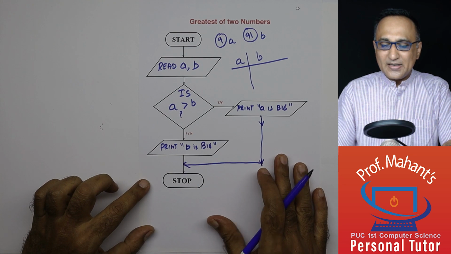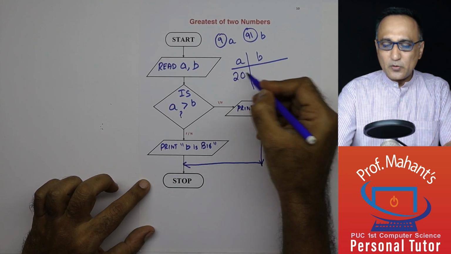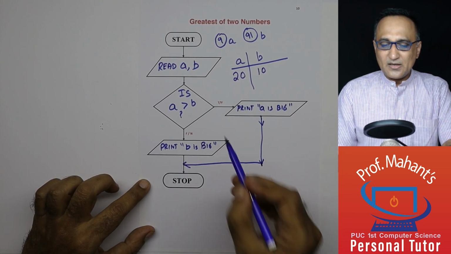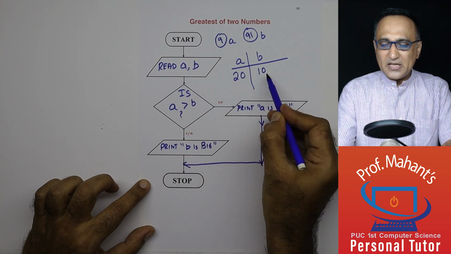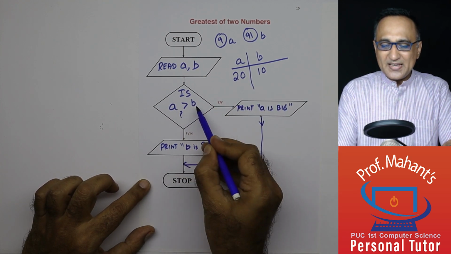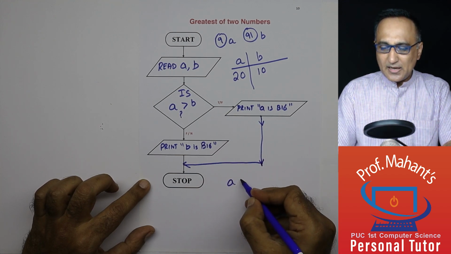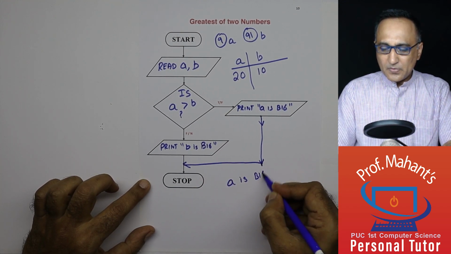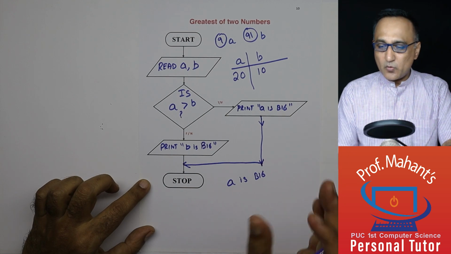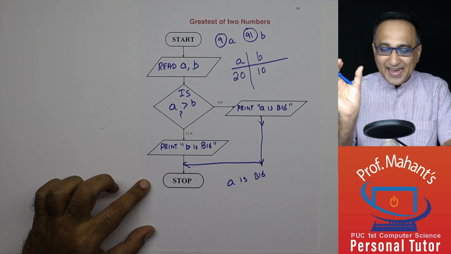Let's try to give some values and let's try to run this. Read A, B. A is 20, B is 10. 20 is greater than 10, the condition is true. So I am going to print the message "A is big". So the double quote doesn't get printed. Whatever is in double quote is printed as is.